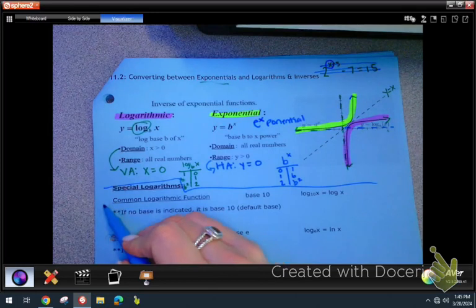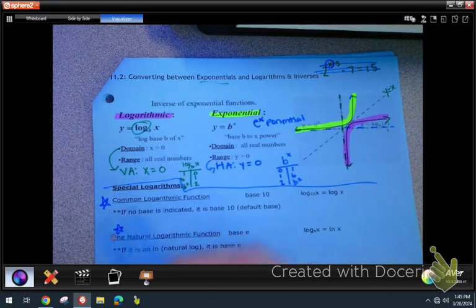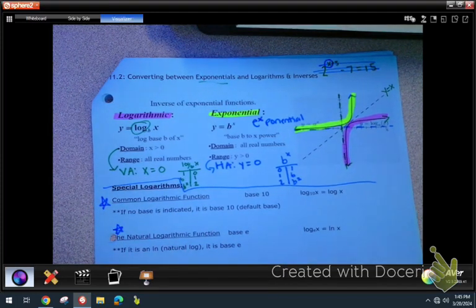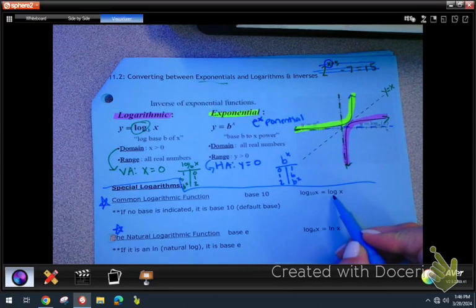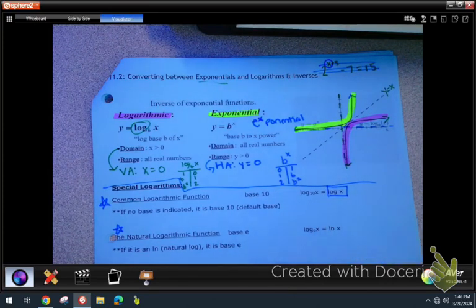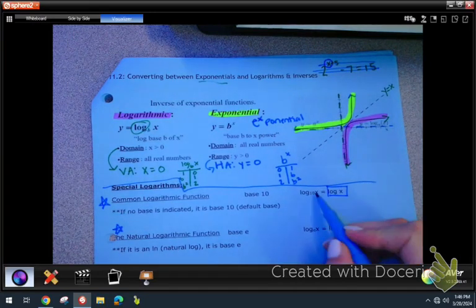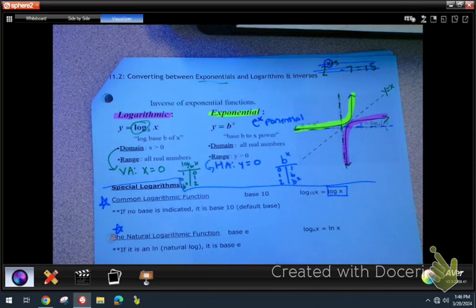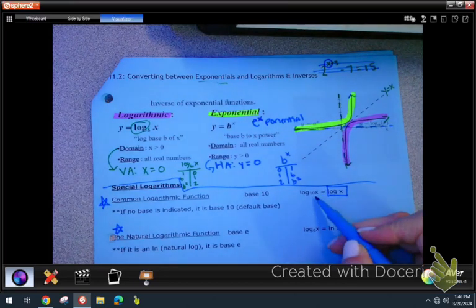So there's two special logs, and it's the common log, which is base 10, and then the natural log function, which is base e. So again, this is how you would see it. You would just see it log x. If there is not a little subscript number, then it is implied to be base 10. And I know y'all guessed like 1 or 0 or something. You're not going to have a base 1 or 0 with an exponential or a log ever. But it is implied to be base 10.